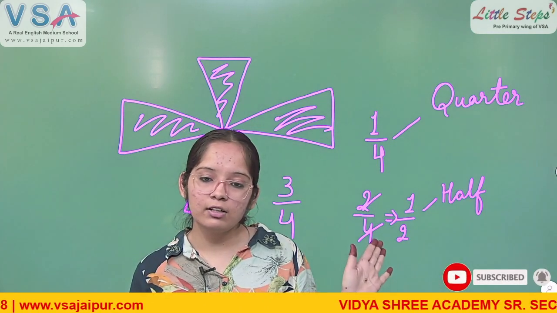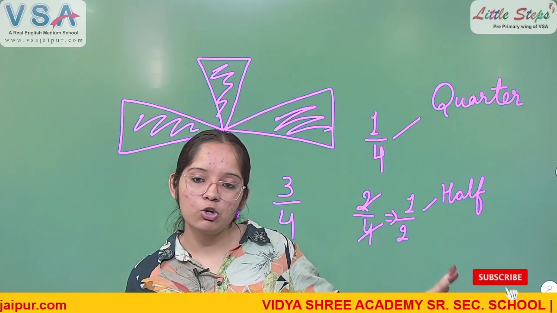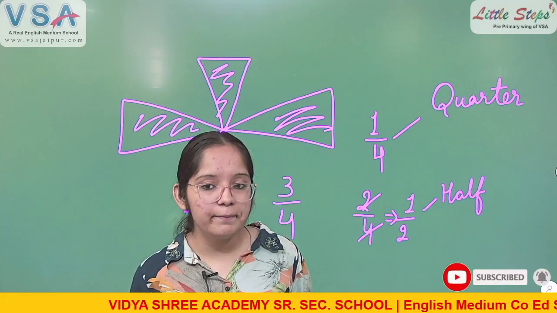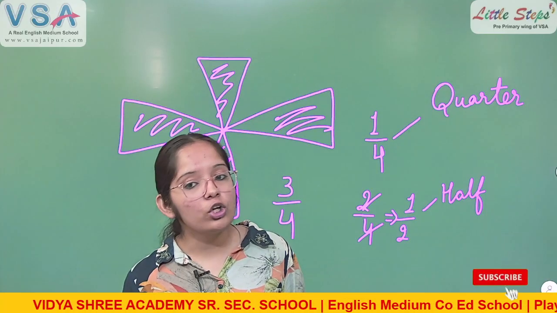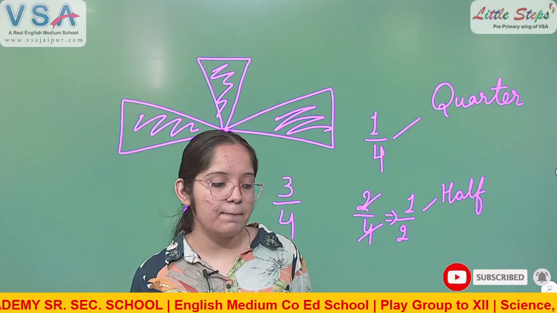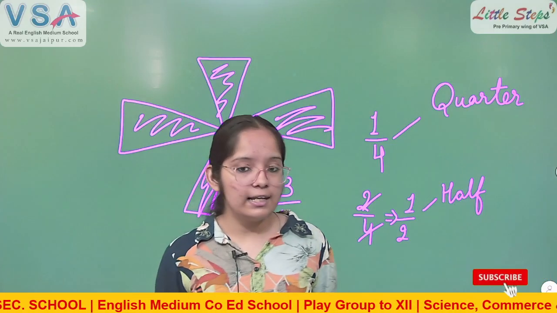What comes in the upper part? What comes in the lower part of a fraction? The upper part is the colored part and the lower part is the total parts. The lower part is the total parts and the upper part is the colored or shaded part.